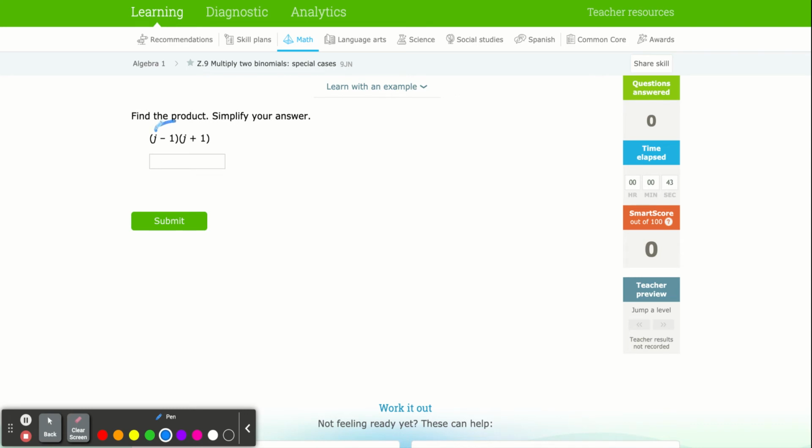I'm going to multiply j by j and j by 1. In other words, the first term by both of these. And then I'm going to multiply the second term by both of these. So give me a second to do that. So I just did that.